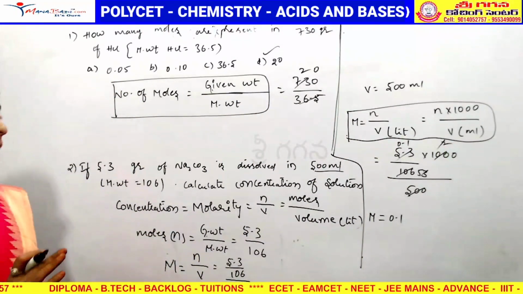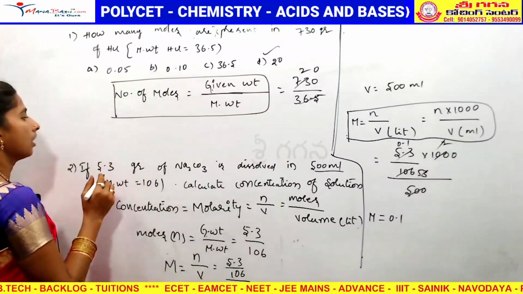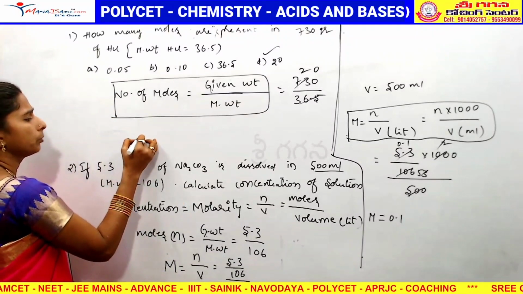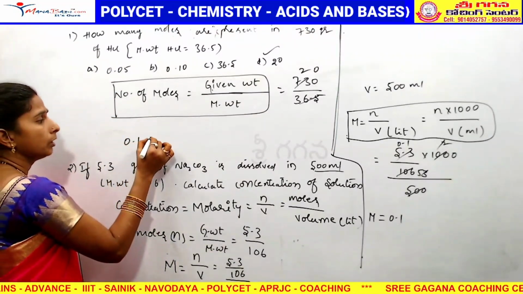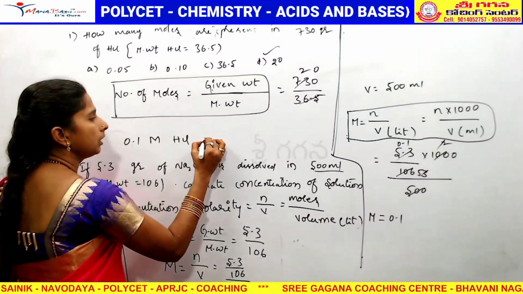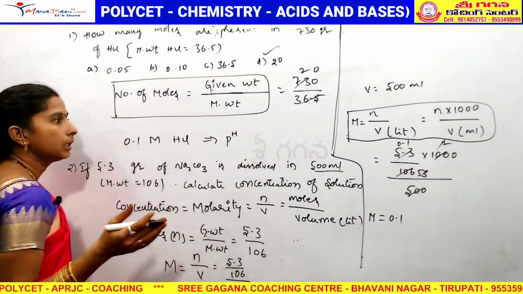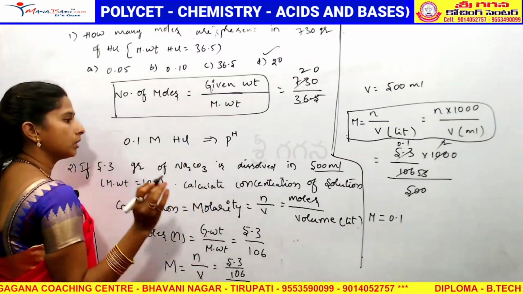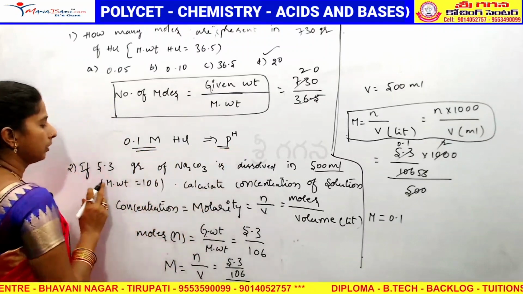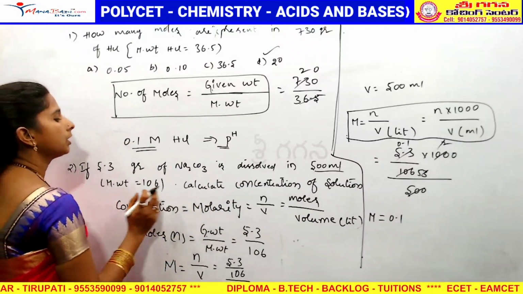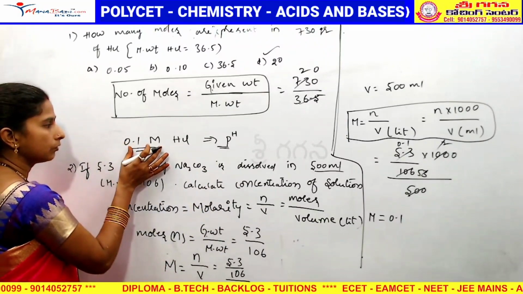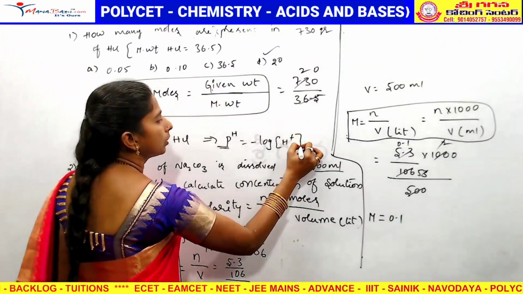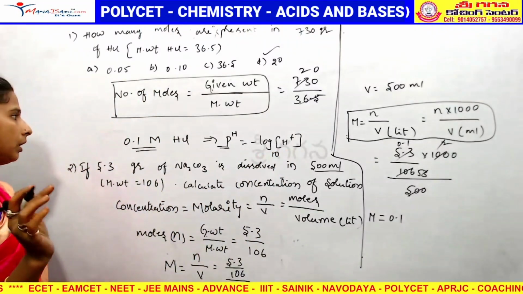Based on this, they may ask a question to find the concentration. In the previous problem, they gave a 0.1 molar concentration of HCl and then asked to find the pH. But in some cases, by giving all this data, you have to find the concentration yourself and then find the pH. First you need to find the molarity, then use this formula. By substituting, you get the answer. That is the process. Like that, we will see one problem.